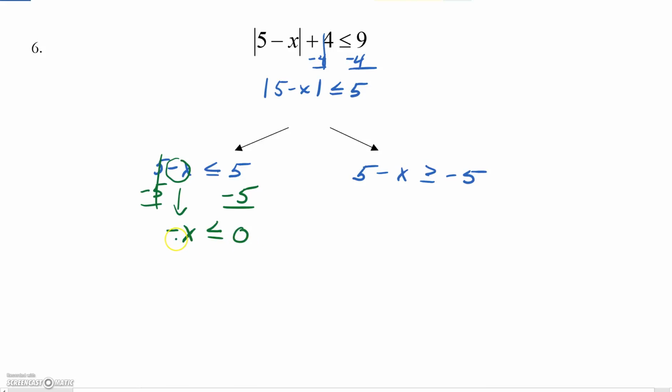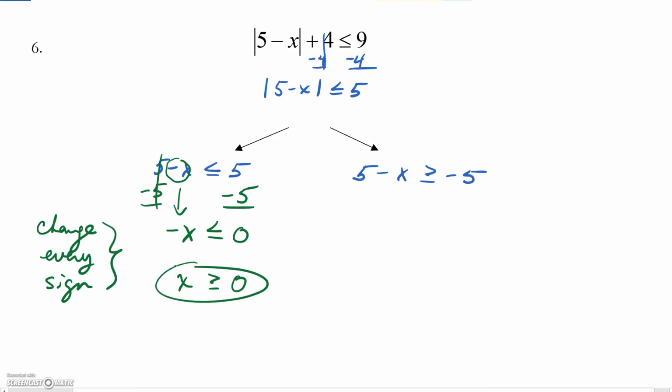Now at this stage, we want a positive x in our solution. So we are going to change every single sign to get x. So that means negative x goes to x, less than or equal to switches to greater than or equal to, and the 0 can't switch, so it's still 0. And that's that part of the solution.